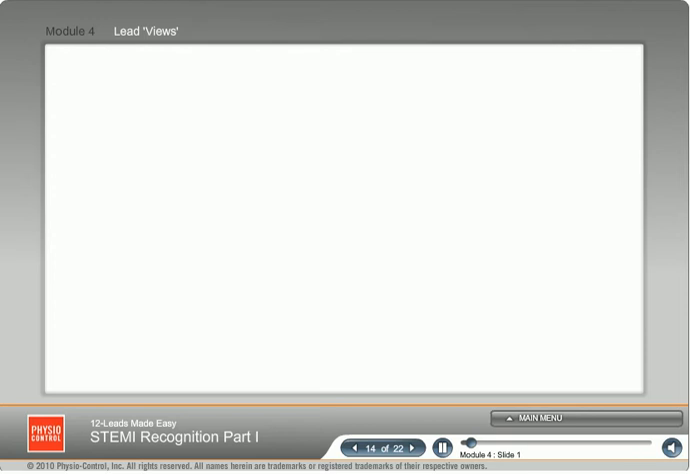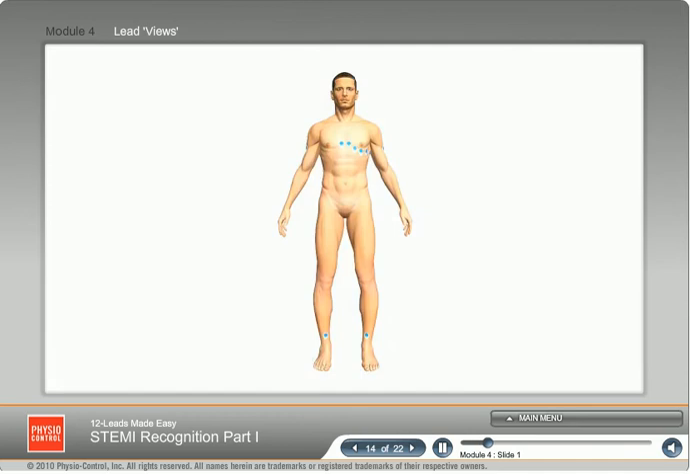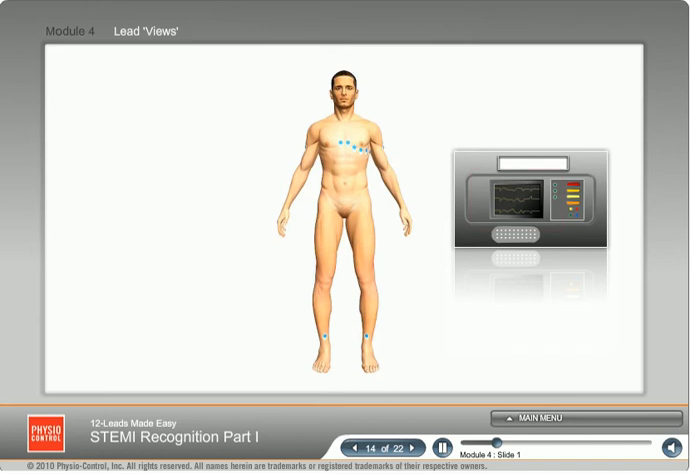Hi, welcome to Module 4. Here we are going to learn which part of the heart each lead sees. Take a look at this person. Each of the electrodes is picking up an electrical signal and sending it back to the ECG machine. Those signals are combined in specific ways to form specific leads.